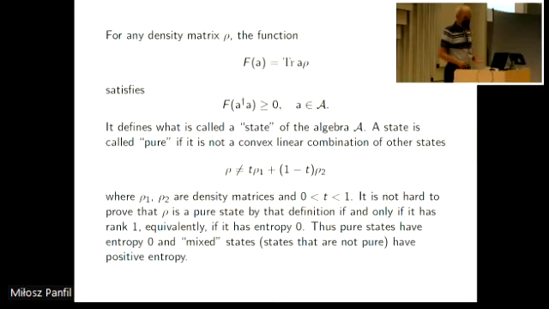Now, forgetting where it came from, if you just have a density matrix rho, the function trace of A rho is a linear function of the algebra that's positive in the sense that f of A dagger A is positive, or non-negative at least, for any A. A function with those properties defines what's called a state of the algebra A. The state is called pure if it's not a convex linear combination of other states. It's not hard to prove that rho is a pure state by that definition if and only if it has rank 1, or equivalently entropy 0. So pure states have entropy 0, and mixed states, which are states that are not pure, have positive entropy.